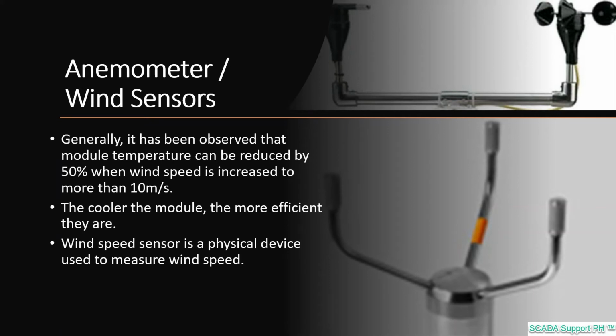The wind cools solar panels. Though it won't make or break your solar panel's production overall, it does make a difference. Generally, it has been observed that module temperature can be reduced by 50% when wind speed is increased to more than 10 meters per second, and wind speed sensors are there to measure it.